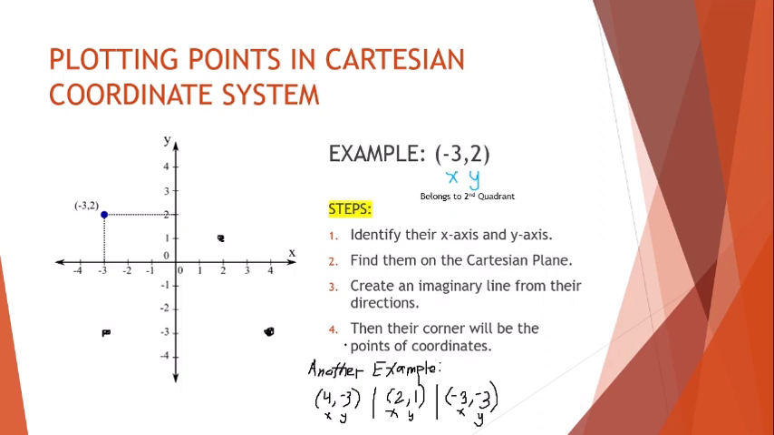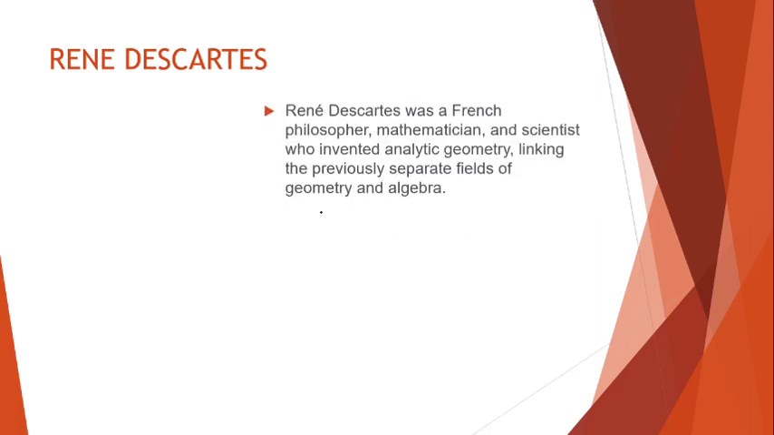Ganun lang. Now, next, baba na tayo. Okay. René Descartes, it reads as Descartes, not Descartes. The spelling is Descartes, but it reads as Descartes. René Descartes, who is René Descartes? It is a French philosopher, mathematician, and scientist who invented analytic geometry, linking the previously separate fields of geometry and algebra. So, how did Descartes invent the coordinate system?